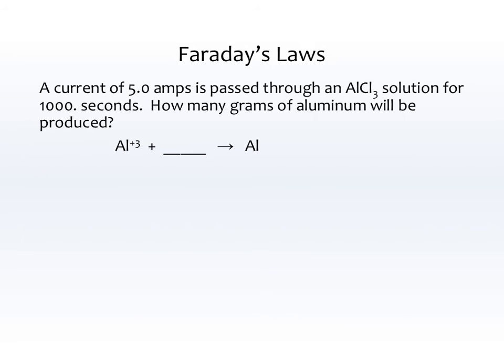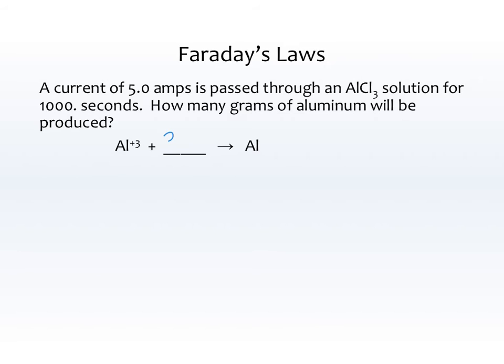Let's try another one. A current of 5.0 amps is passed through an AlCl3 solution for 1,000 seconds. How many grams of aluminum will be produced? I think you might know enough right now to pause the video here and try this one on your own. Go ahead, pause it. Just try it. Did you pause? Okay, let's do it all together.